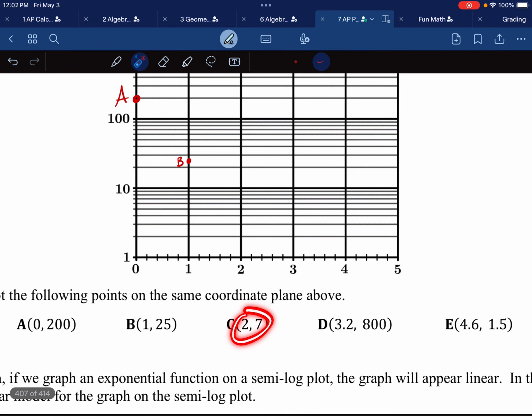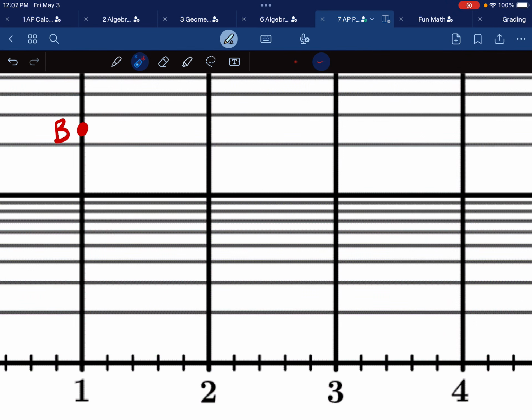What about C? C is (2, 7), so there's 2. I'm going to go up. This is 1, 2, 3, 4, 5, 6, 7. I zoomed in, so I'm going to have to do that again. So there's 1, 2, 3, 4, 5, 6, 7. And that's going to be point C.